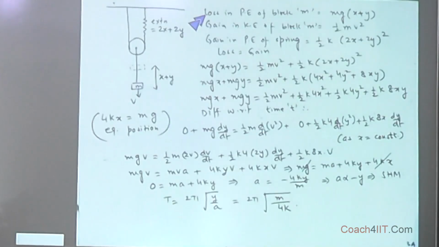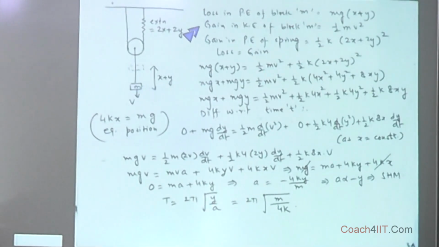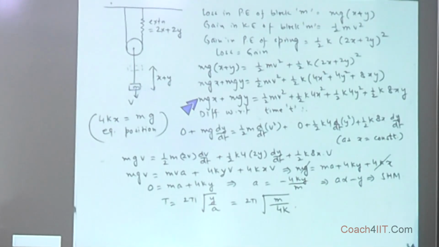So here we consider what are the losses and what are the gains. The loss in potential energy of the block is mg(x plus y). It has gone from here to here. It has gained some kinetic energy, half mv squared, and there is also a gain in potential energy of the spring, half k into the total stretch squared, that is (2x plus 2y) squared. Then we put loss equal to gains and follow the usual steps.